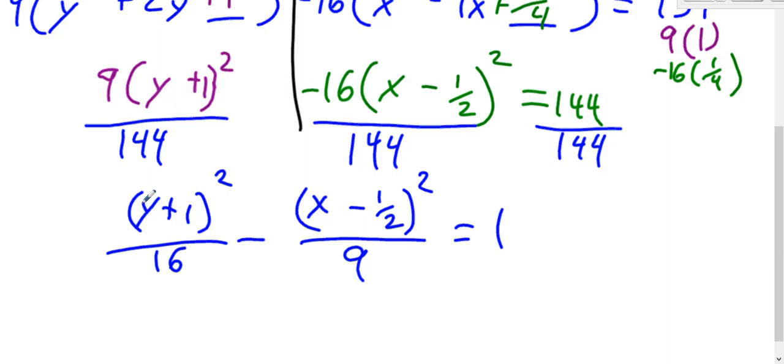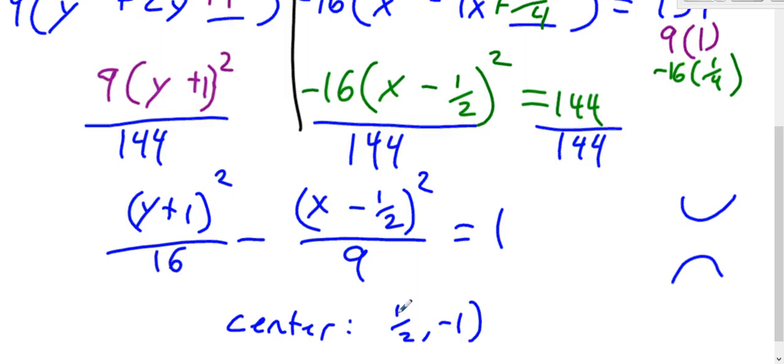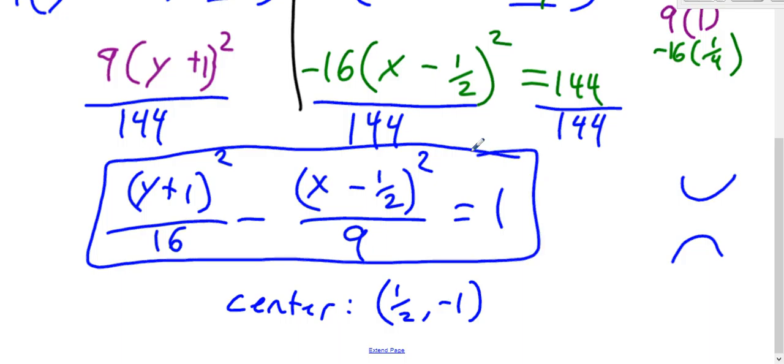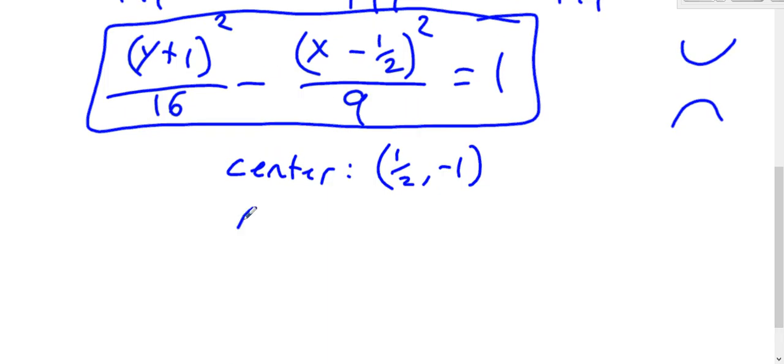So we have our hyperbola. It's y squared, which is positive, so it will be open vertically. The center is 1/2 comma negative 1. The x radius is 3. And the y radius is 4. So now you can graph it, draw the rectangle and the asymptotes, and make sure that it opens up the correct way.